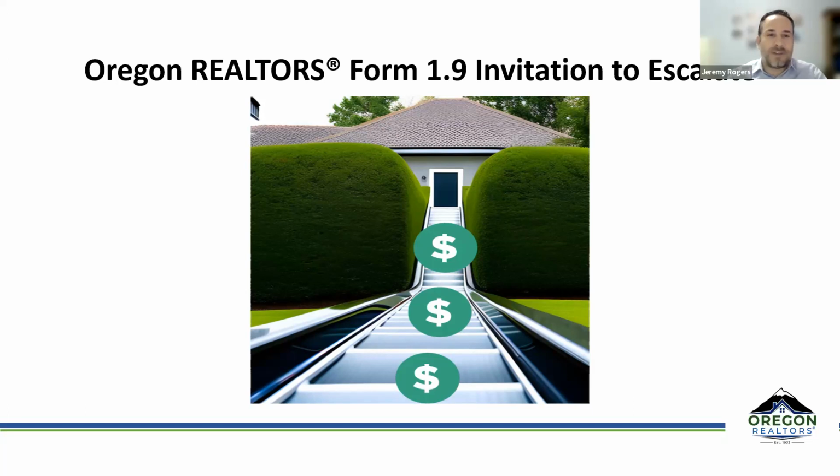So welcome to today's presentation on the Oregon Realtors Form 1.9, Invitation to Escalate. This is the Oregon Realtors riff off of a traditional escalation clause or escalation clause addendum, and we're going to talk today about escalation clauses generally, about the Oregon Realtors invitation to escalate form and what's different about it than a typical escalation clause, and show you how to use that form.